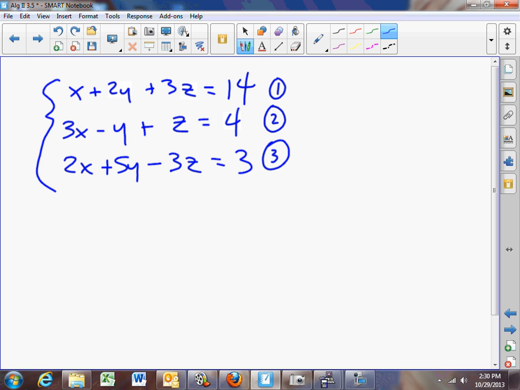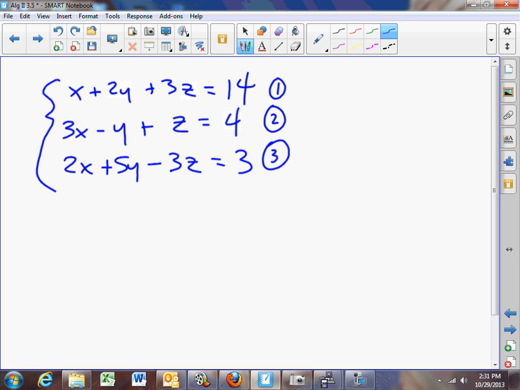Now, with this system right here, it could very well be that the easiest variable to get rid of twice would be z. Because if you notice, if you added equations 1 and 3 together, z would go away. Now, we would have to go back and use equation 2 to get rid of z again, but that's not that bad, because in equation 2, z only has a coefficient of 1.